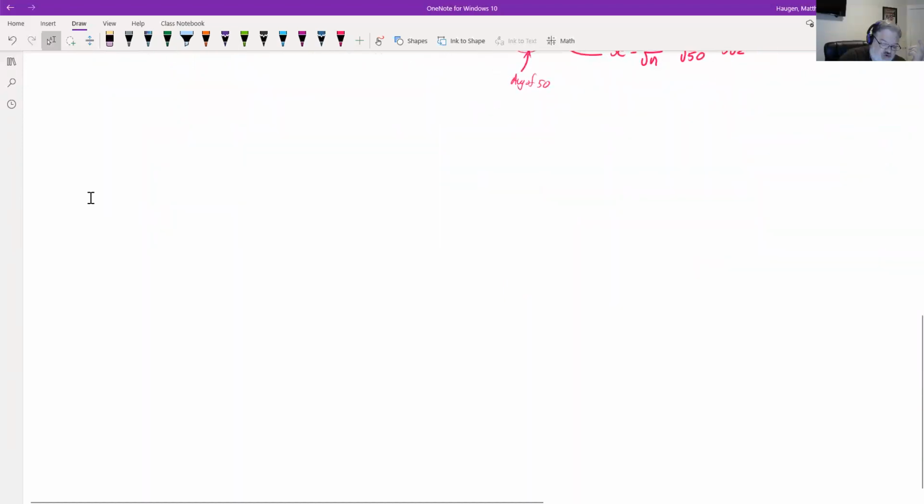So let's say we have some normally distributed population. So let's say the average student, let's go with that. The average student has a GPA of, let's say, 2.7.